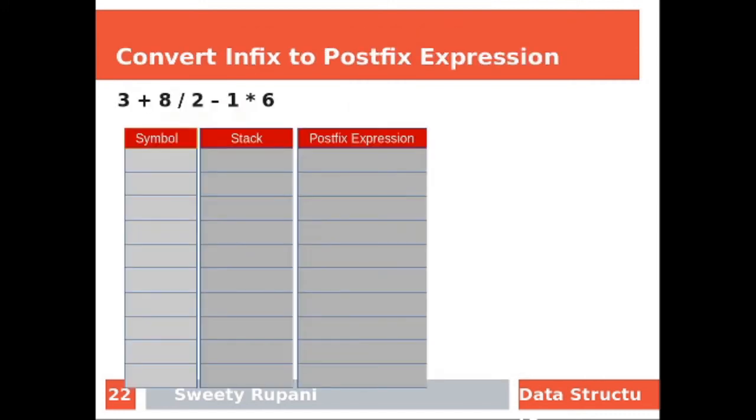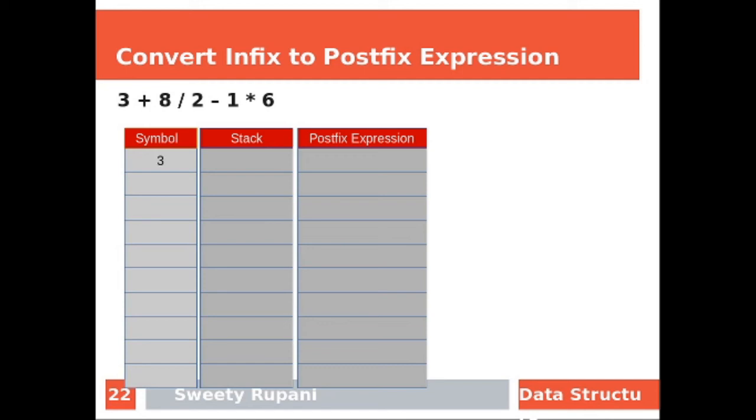So this is an example. Now specifying it in the manner it was shown previously is quite difficult. So while solving problems, we will be creating a table of 3 columns: first one for symbol, second one for stack, and third one for postfix expression. And symbol by symbol we will process it, and we will write it in this manner.